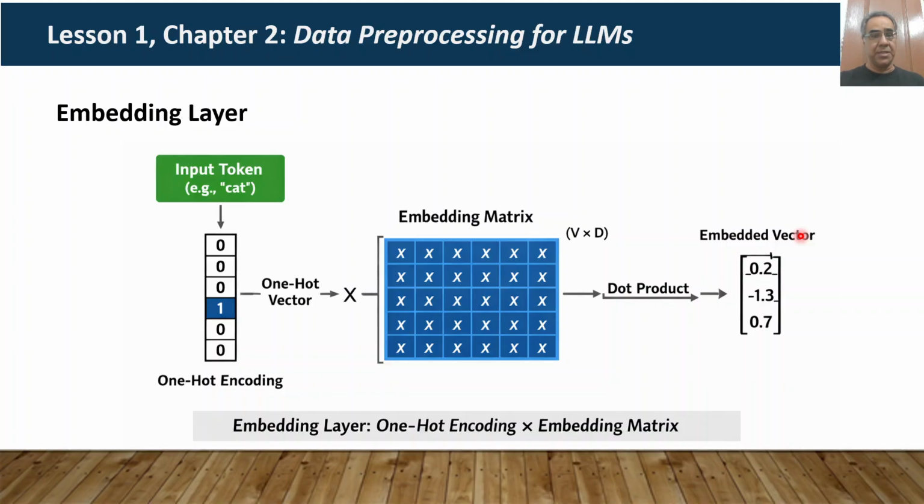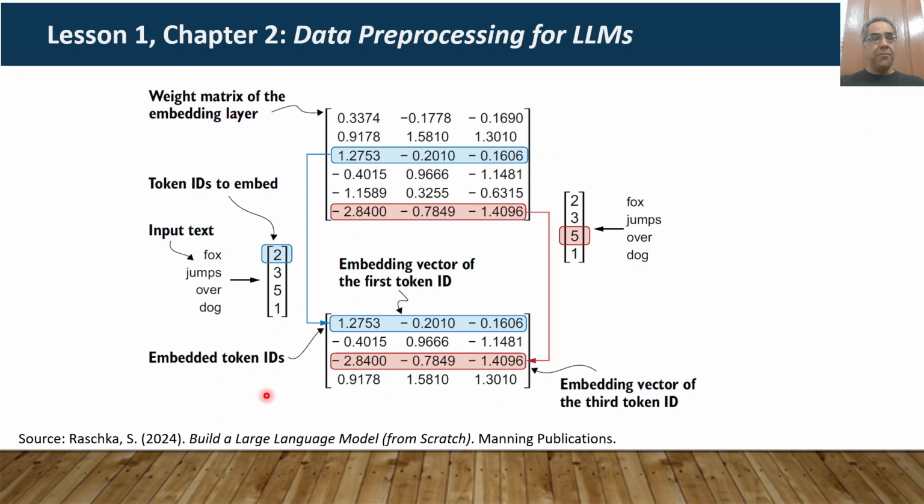So its input size is equal to the vocabulary size, and its output size is equal to the embedding vector size. Note that the embedding layer weights are trained simultaneously with all the other parameters during the pre-training phase. In fact, the embedding layer performs a lookup operation, retrieving the embedding vector corresponding to the token ID from the embedding layer's weight matrix.